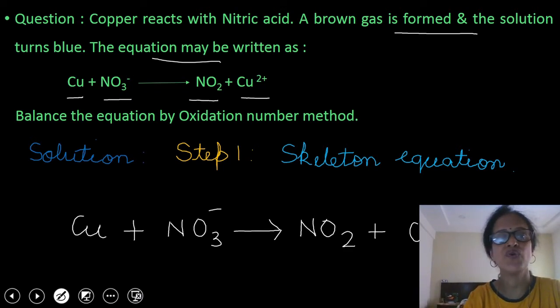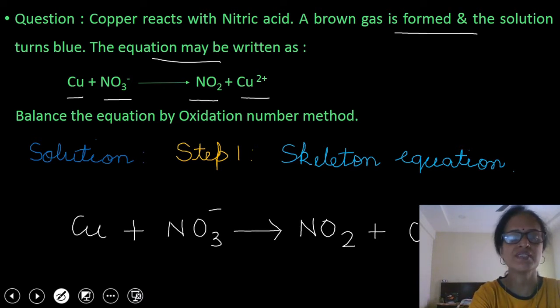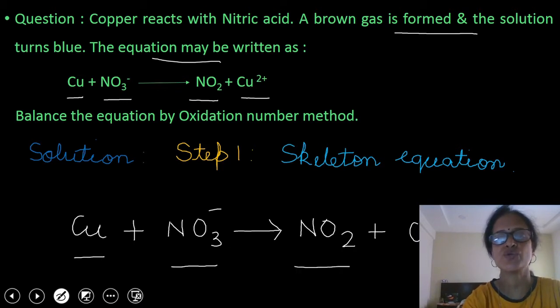Step 1 is that you have to write the skeletal equation. The skeletal equation is the unbalanced chemical equation written here: Cu plus NO3 minus gives NO2 plus Cu2+. What will be step 2? The next step is to write the oxidation number of each atom above them.